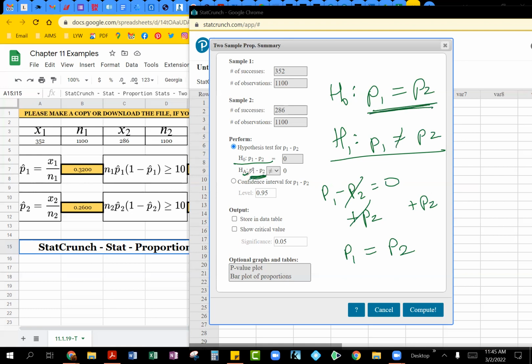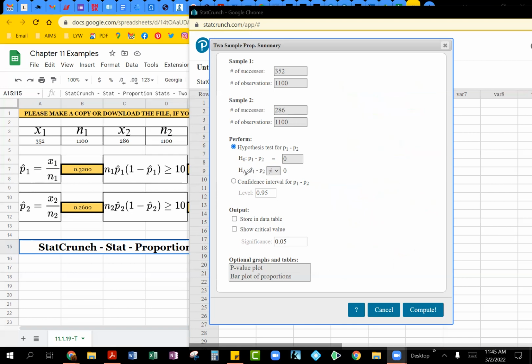Same thing's obviously going to happen with the alternative. The only difference is this now becomes not equal to, but you still have the same thing. So this is just a different way of writing out your hypothesis testing. So don't get confused by that notation. Like I said, different textbooks deal with them differently, and StatCrunch is going with one of those alternative modes of writing. So we've already got our hypothesis test taken care of.